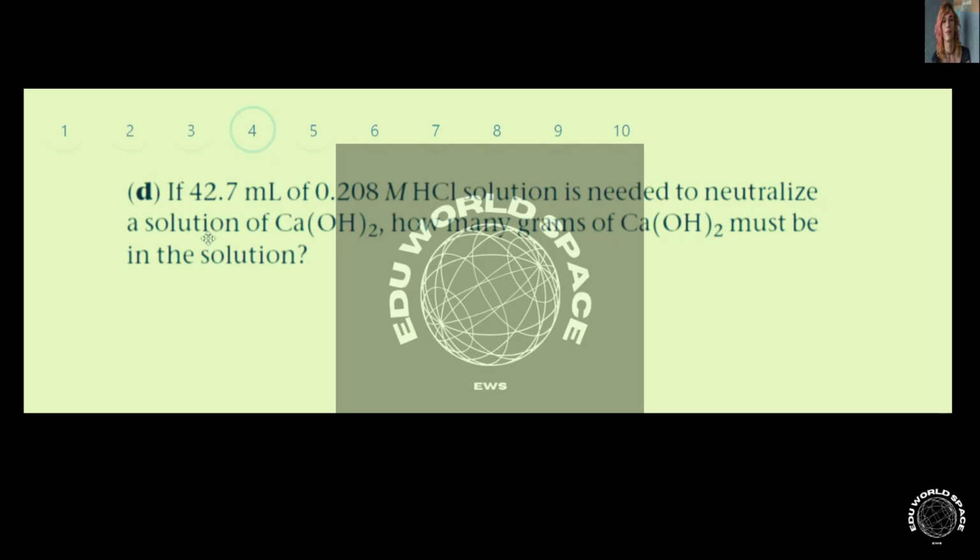Now in the last problem we have to find out if 42.7 milliliter of this much molar HCl is needed to neutralize a solution of calcium hydroxide, how many grams of calcium hydroxide must be in the solution? So again, first we will find out the number of moles of HCl from its volume and molarity. From there, using the balanced equation, we will find out the number of mole of calcium hydroxide which will be needed, and then from that number of moles, using the molar mass, we can find how many grams of calcium hydroxide will be needed.